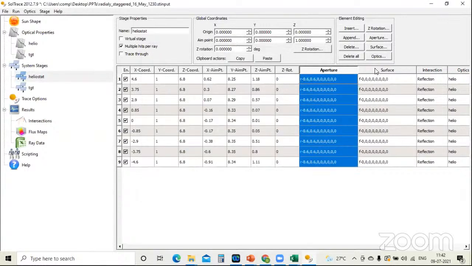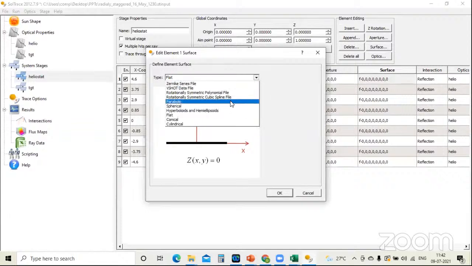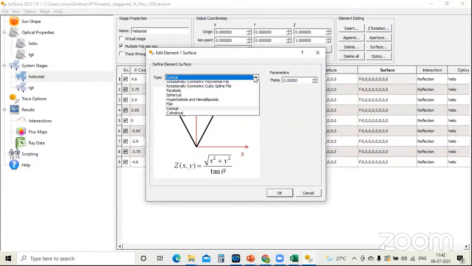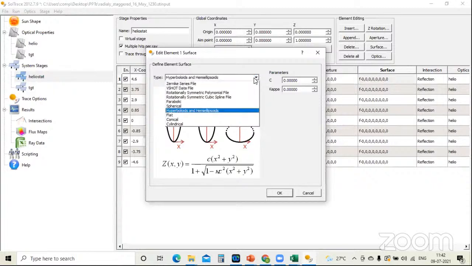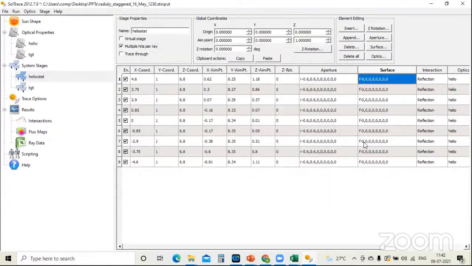Also the surface. That surface may be a flat surface or a curvature, either a conical surface or a parabolic surface. Accordingly, you can give the surface of your collector or the receiver. We have chosen the flat surface here. Any surface means the surface that you have fabricated. So accordingly, the aperture and the surface you have to select.